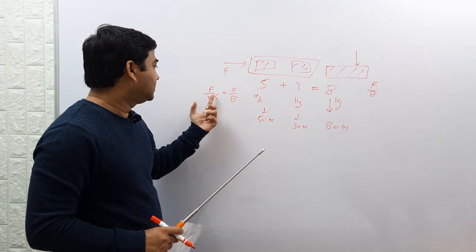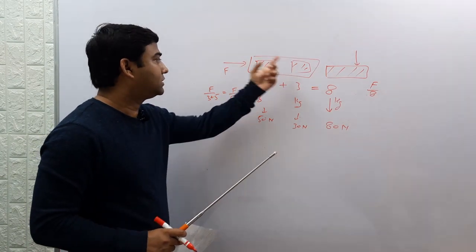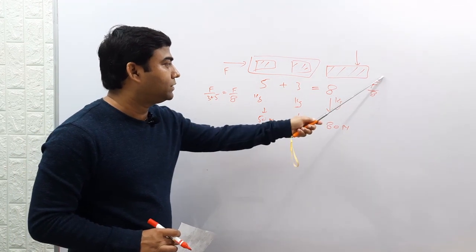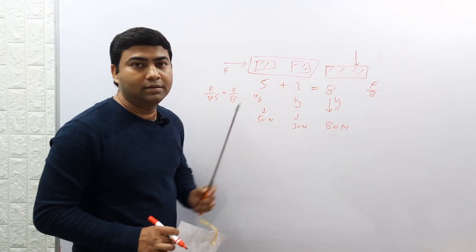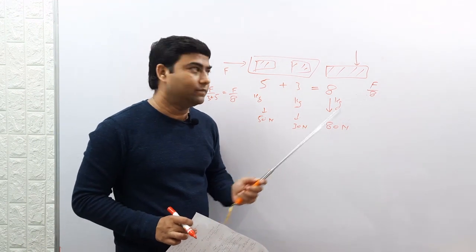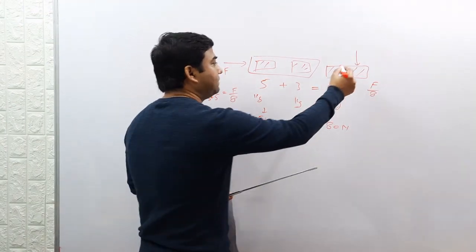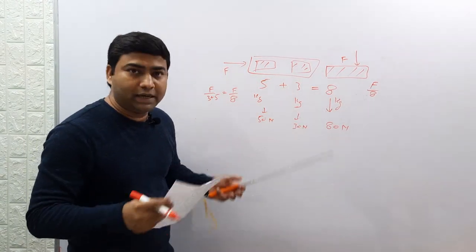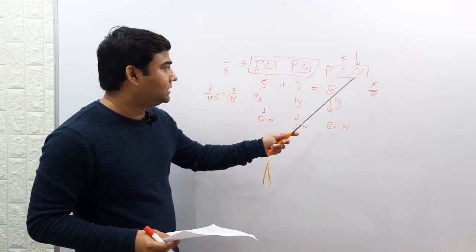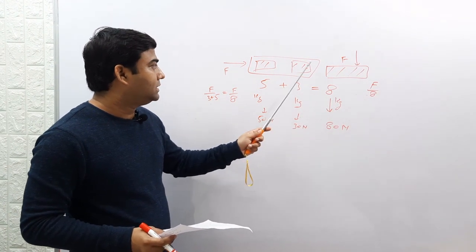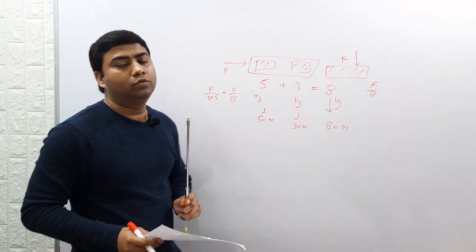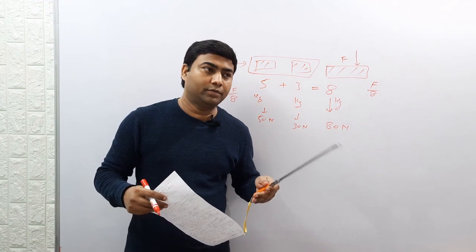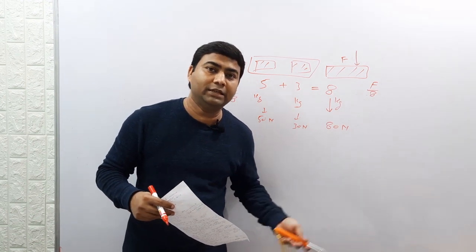Net acceleration is F by 8 for this whole system when a force F is applied. Similarly, this 8 kilogram single mass will also experience F by 8 meter per second square acceleration when a force F is applied on it. So in all aspects, we can say this 8 kilogram single mass is the resultant of both these masses. That is what we mean by resultant, the combined effect.